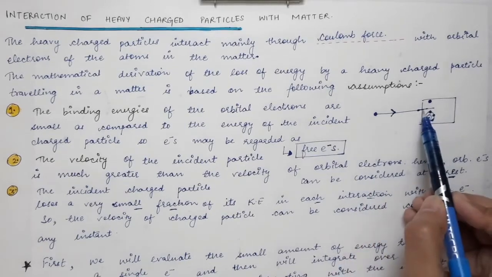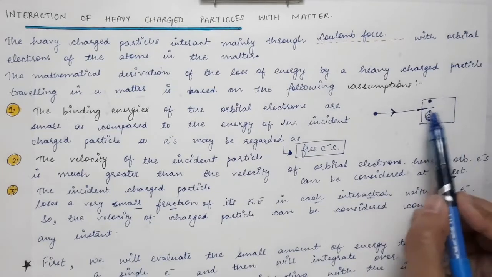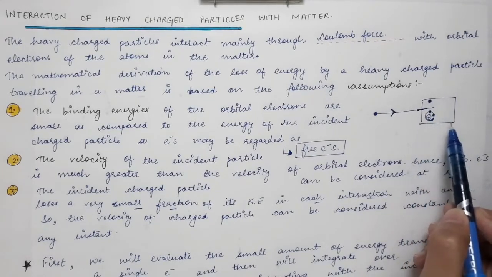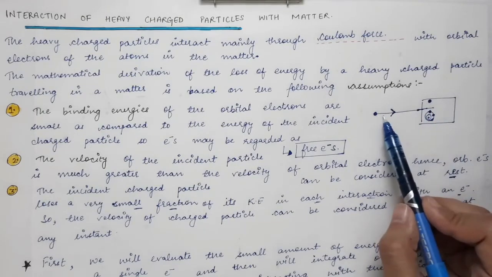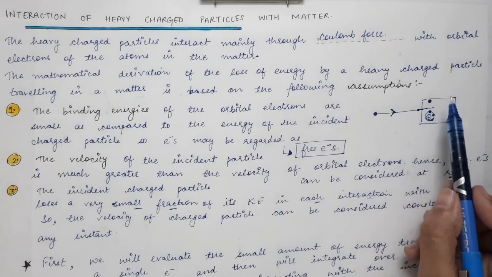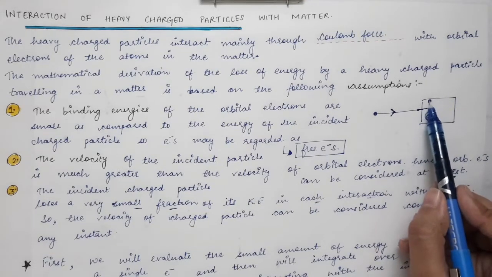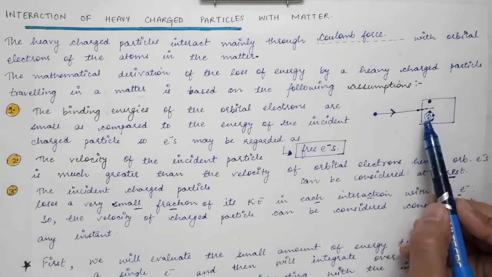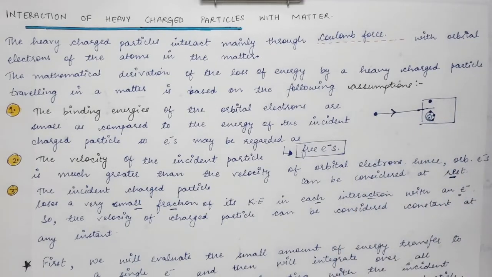So it loses a very small amount of energy to a single electron. We are talking about a single electron in the medium. There is a large number of electrons in the medium, but if we talk about a single electron, this heavy charged particle transfers a very small amount of its kinetic energy. So at any instant of time, we can say that the velocity of the heavy charged particle is constant.